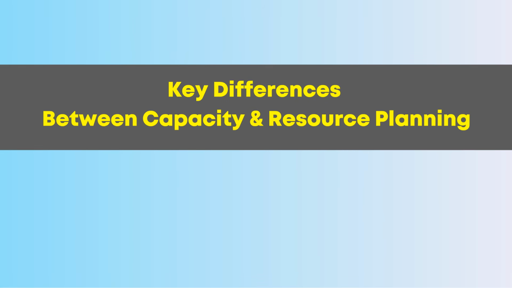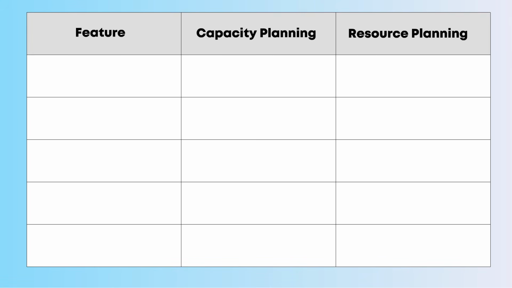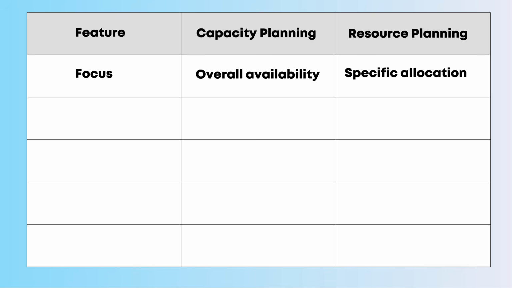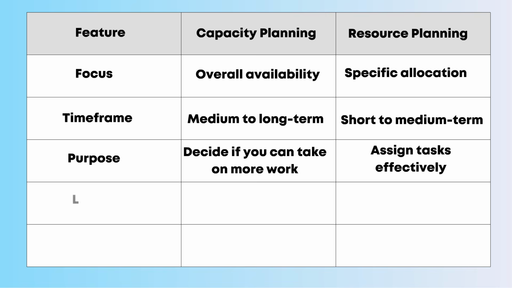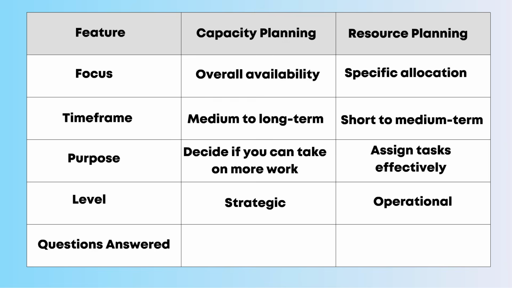Key differences between capacity and resource planning. Let's understand the difference with a comparison table. Focus. Capacity planning focuses on overall availability. Resource planning focuses on specific allocation. Time frame. Medium to long term. Short to medium term. Purpose. Capacity planning decides if you can take on more work. Resource planning assigns tasks effectively. Level. Strategic. Operational. Questions answered. Can we do it? Who will do it and with what?